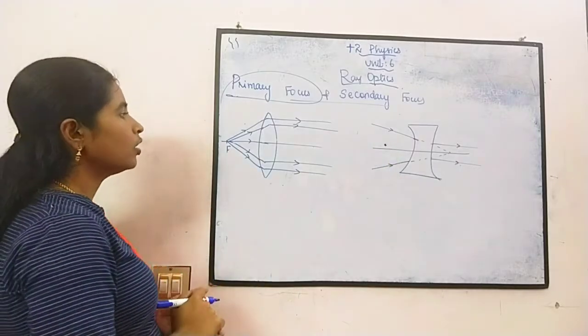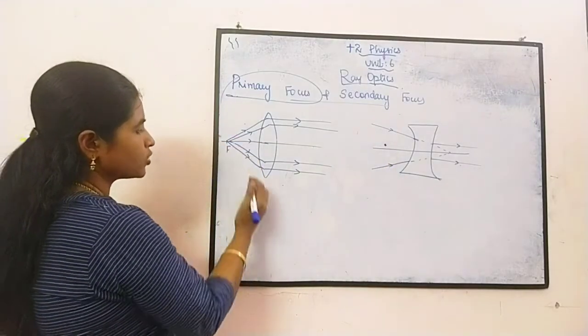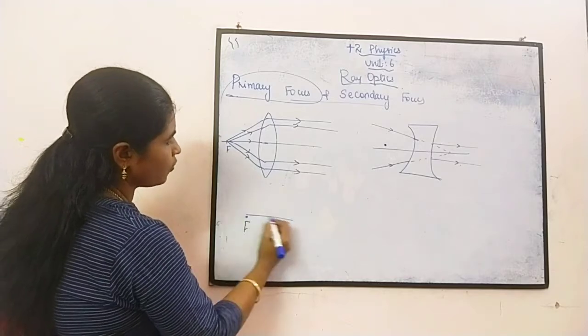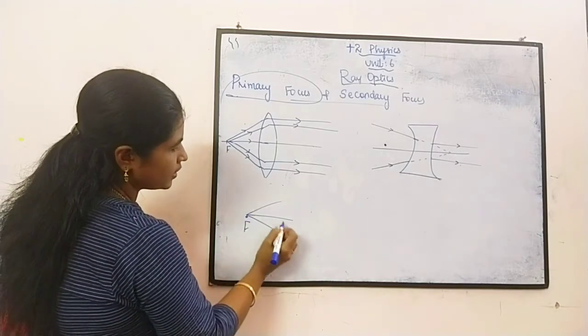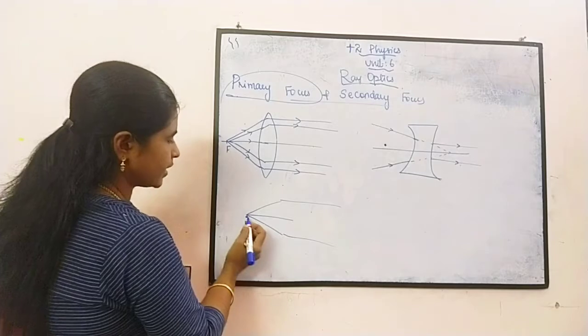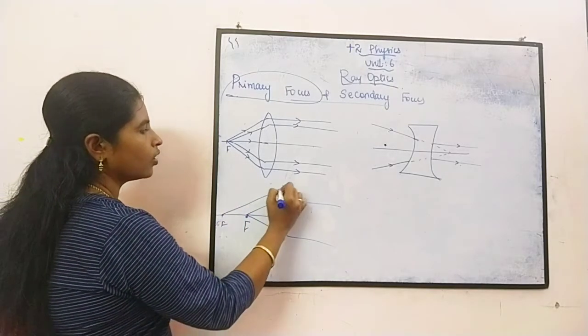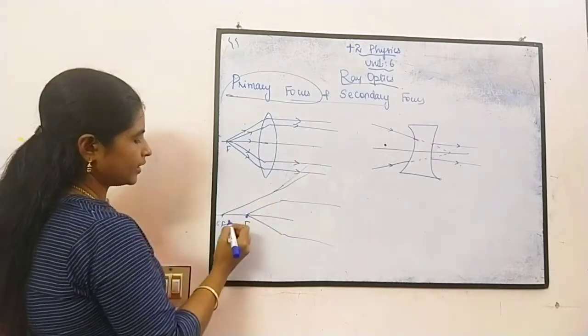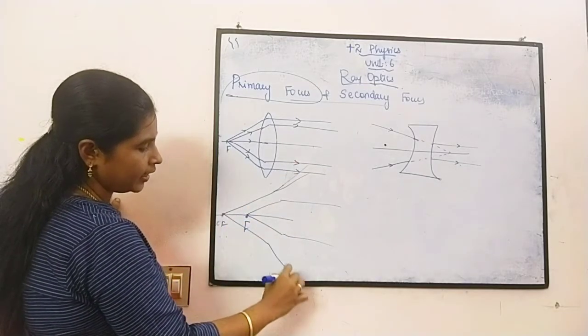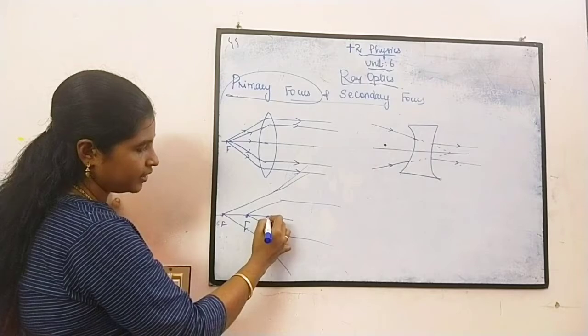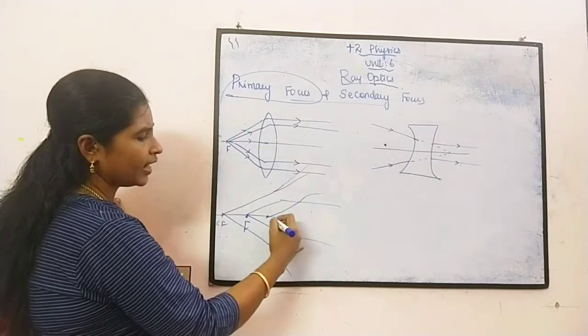Suppose you take this point here, this is the focus point, right? If this is the focus point, the ray goes parallel. Suppose you take the focus point here, what may happen? It may get refracted like this. Similarly, if this is the focus point, there may be variation in the path.